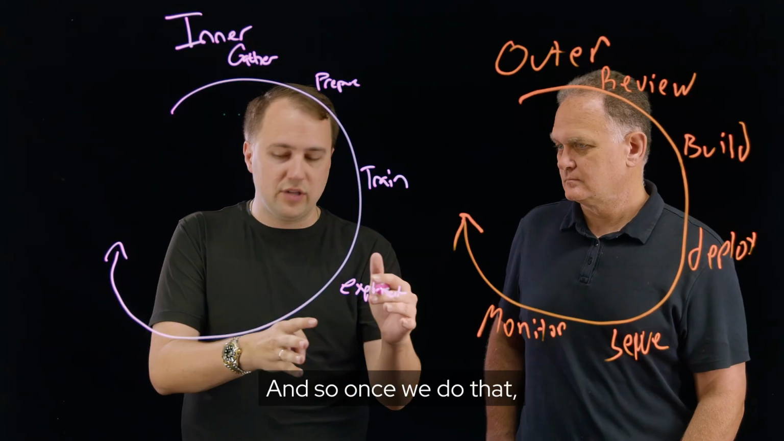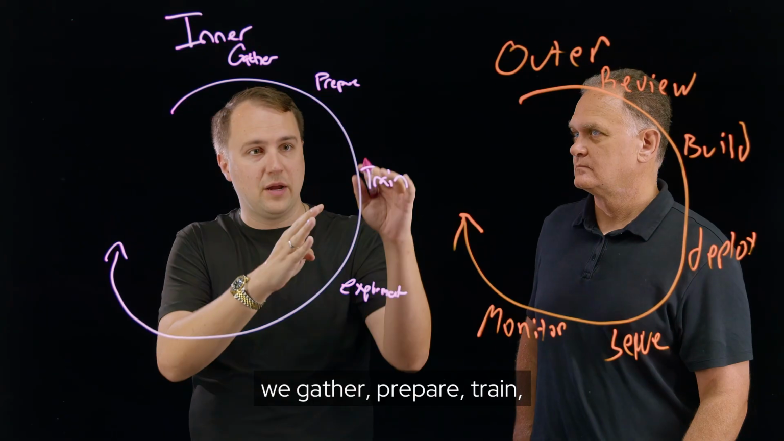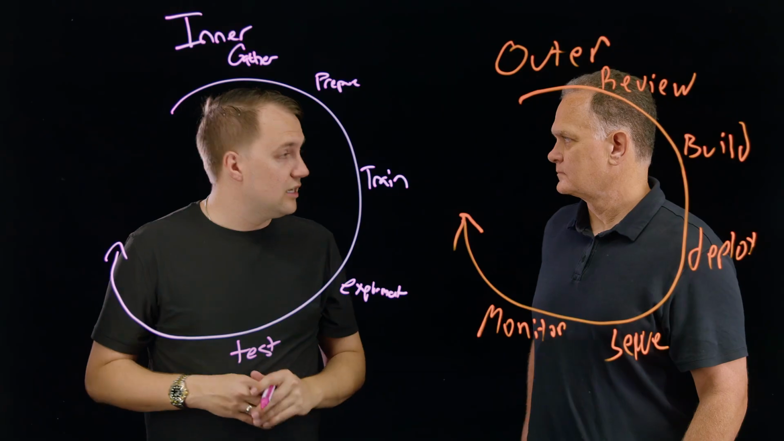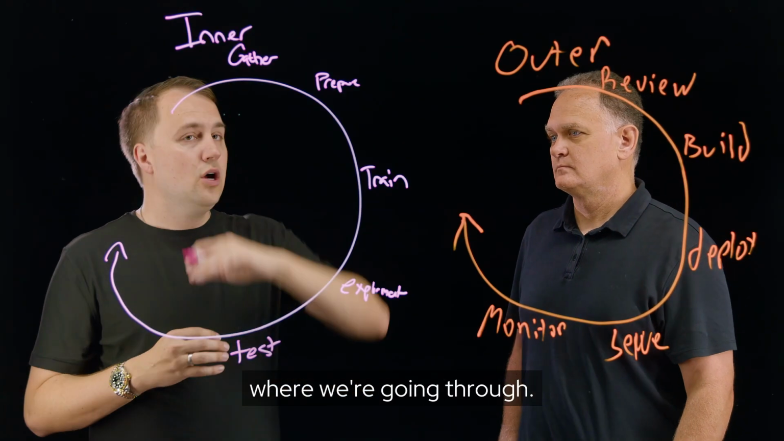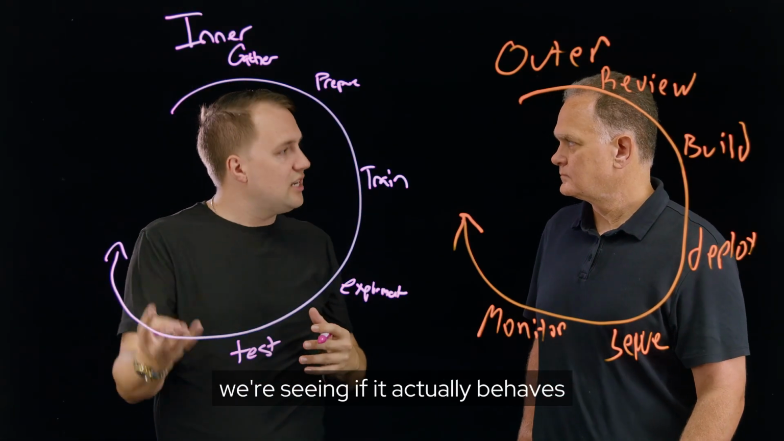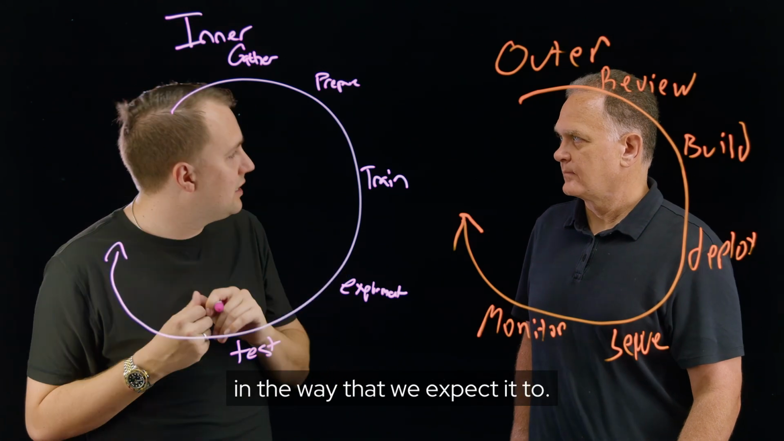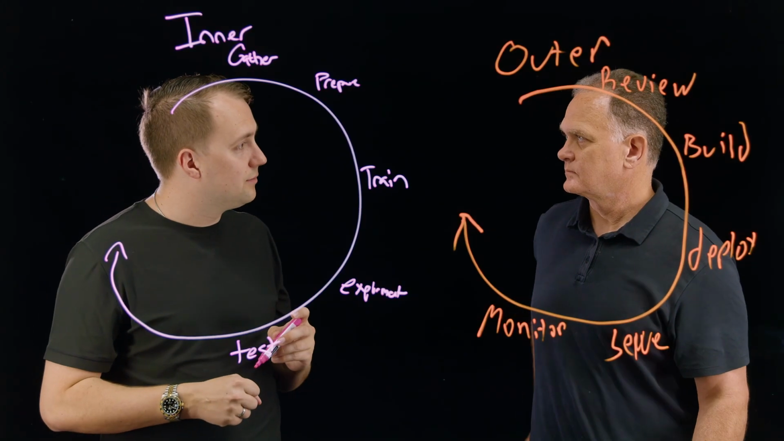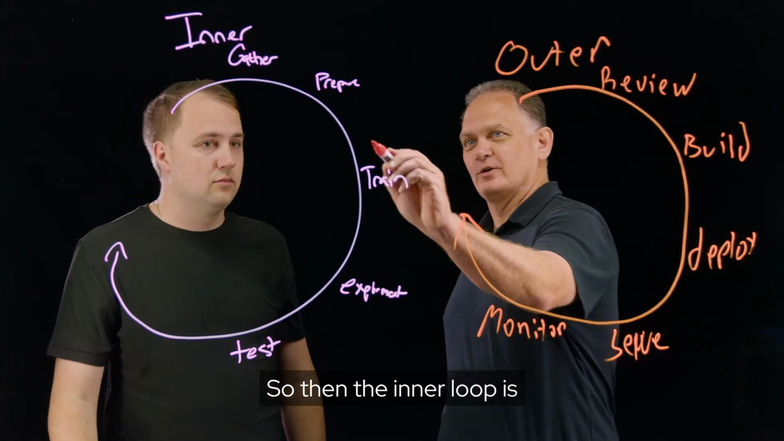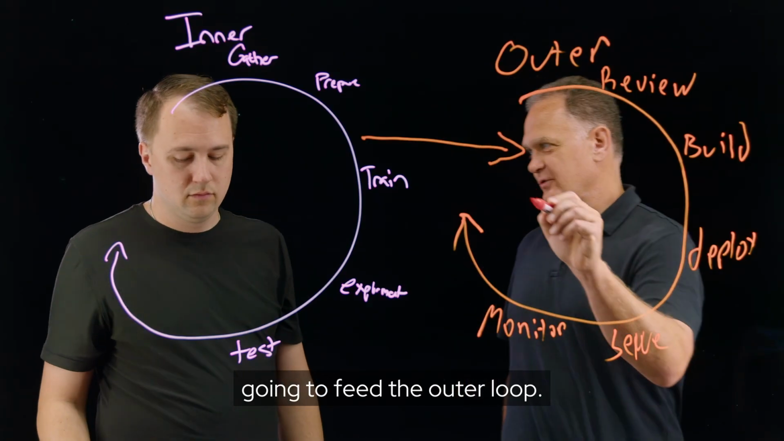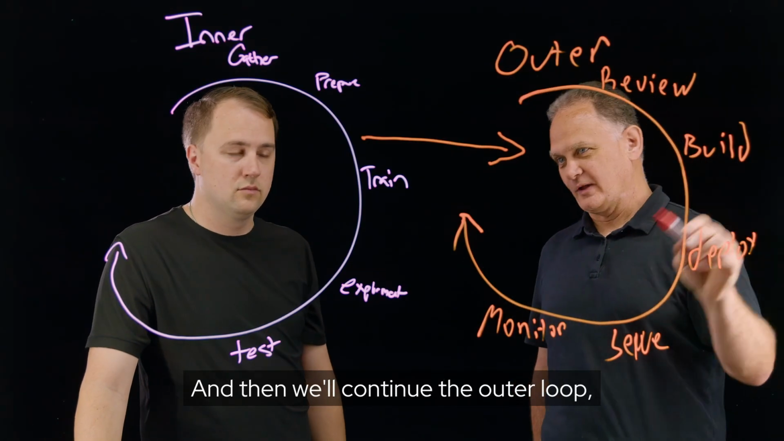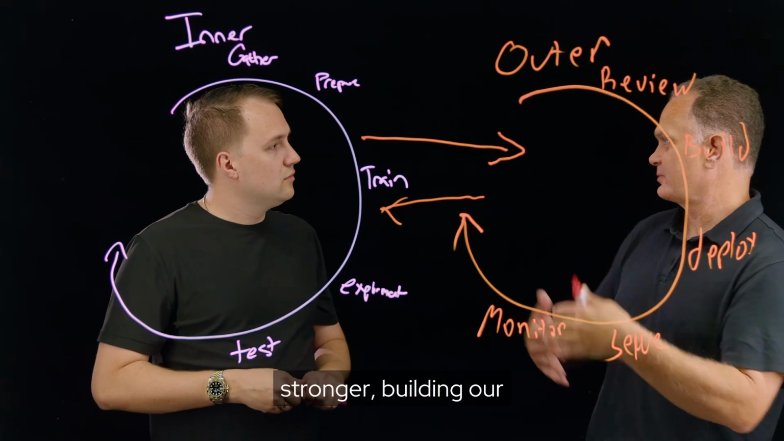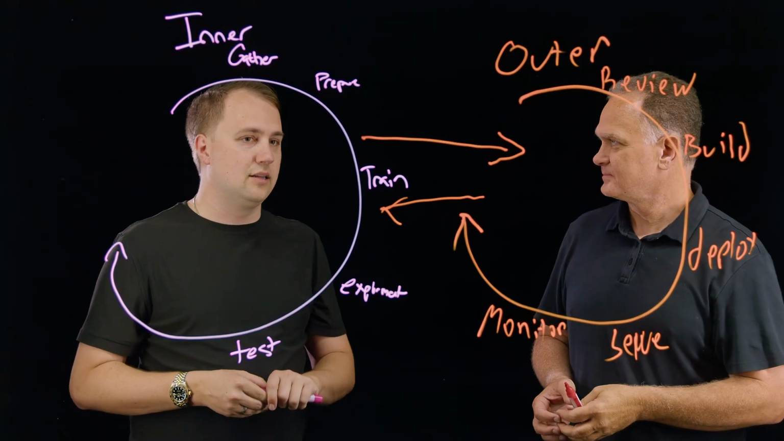Once we gather, prepare, train, and experiment, then we're going to begin our tests. Testing is the stage where we take the data and see if it behaves in the way that we expect it to. We can do that using a bunch of different foundational models that Vertex provides. That's great. So the inner loop is going to feed the outer loop, and then the outer loop will feed the inner loop, making the whole MLOps process stronger, building our generative AI applications. Exactly.